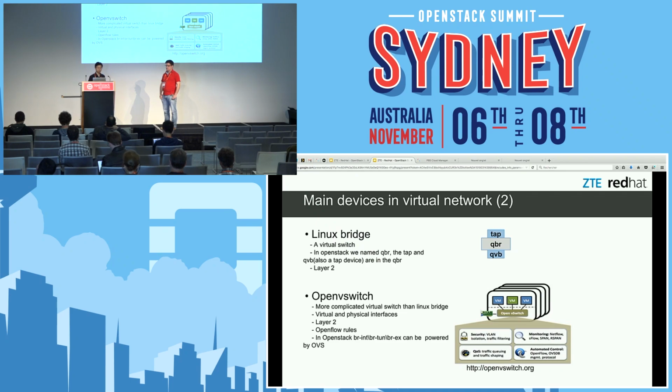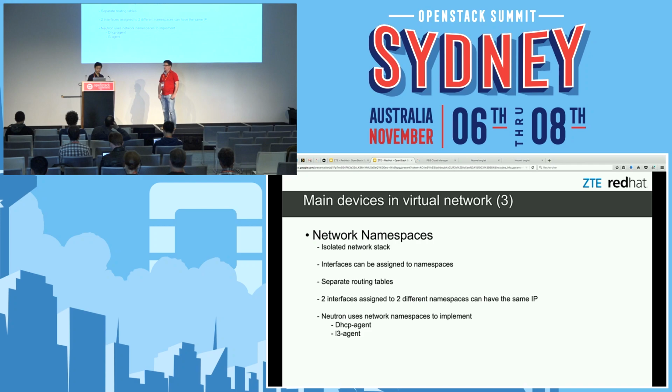And next is Open vSwitch. It's a more complicated virtual switch than the Linux bridge, and it can connect virtual and physical interfaces. You can see it in the OVS database. It's also a layer 2 switch. It supports OpenFlow. And in OpenStack, we use it as br-int, br-tun, br-ex. They can be powered by OVS.